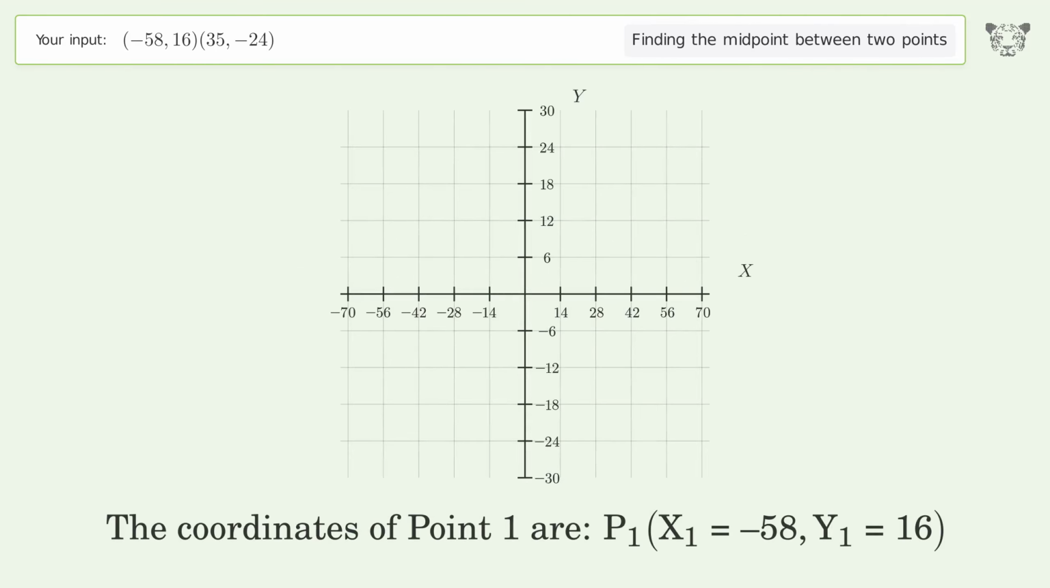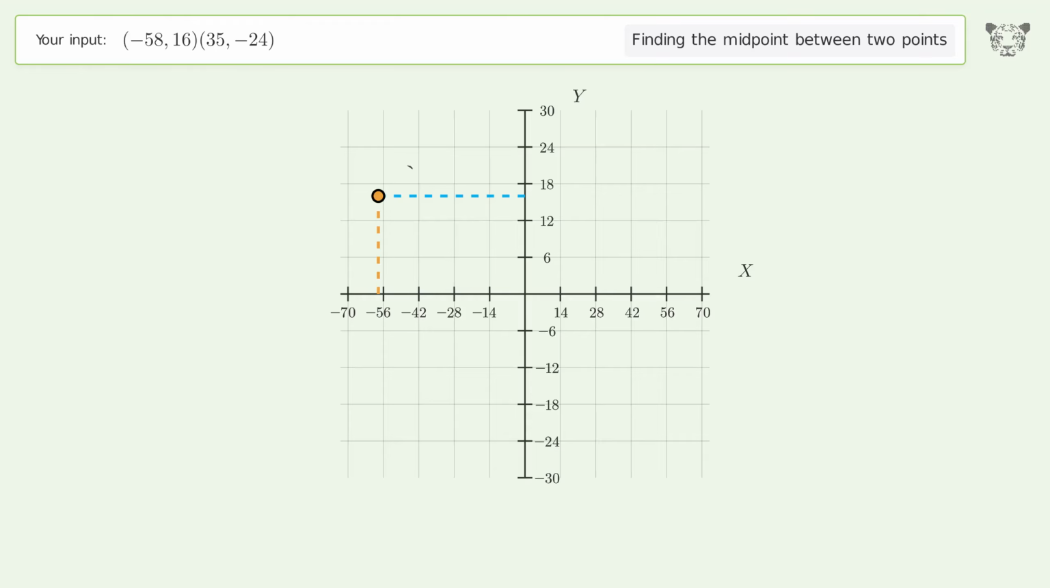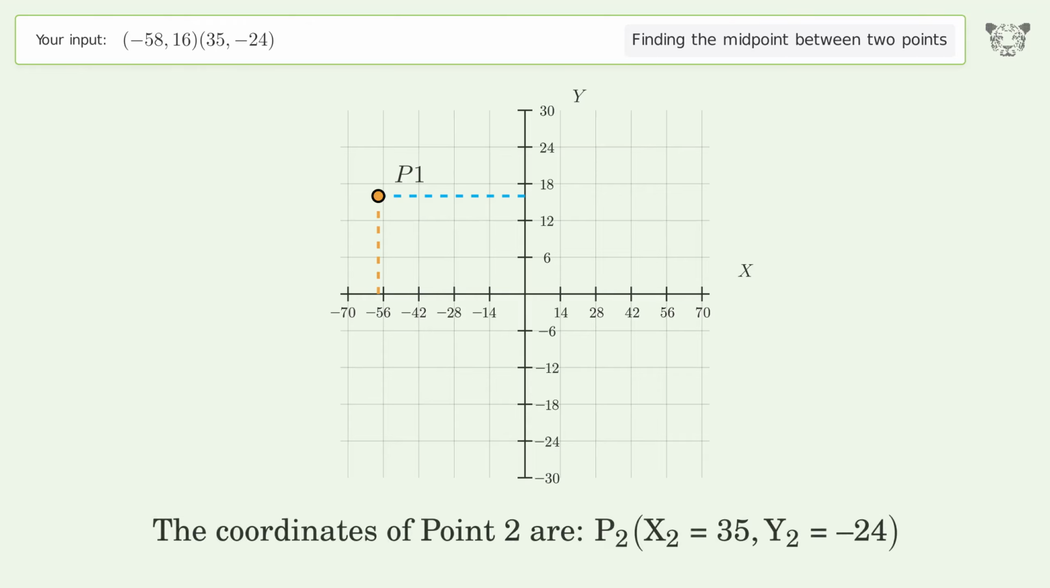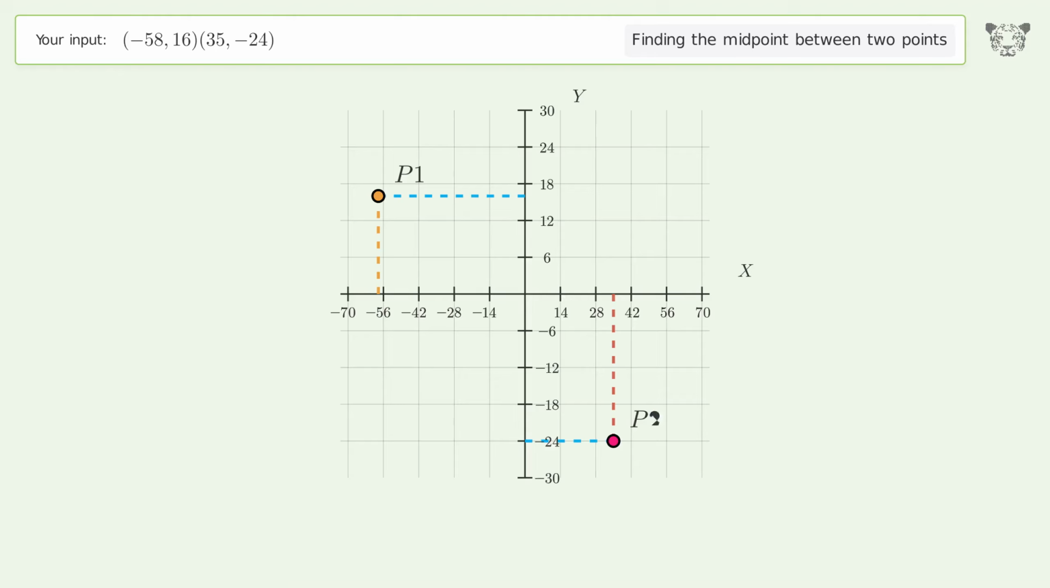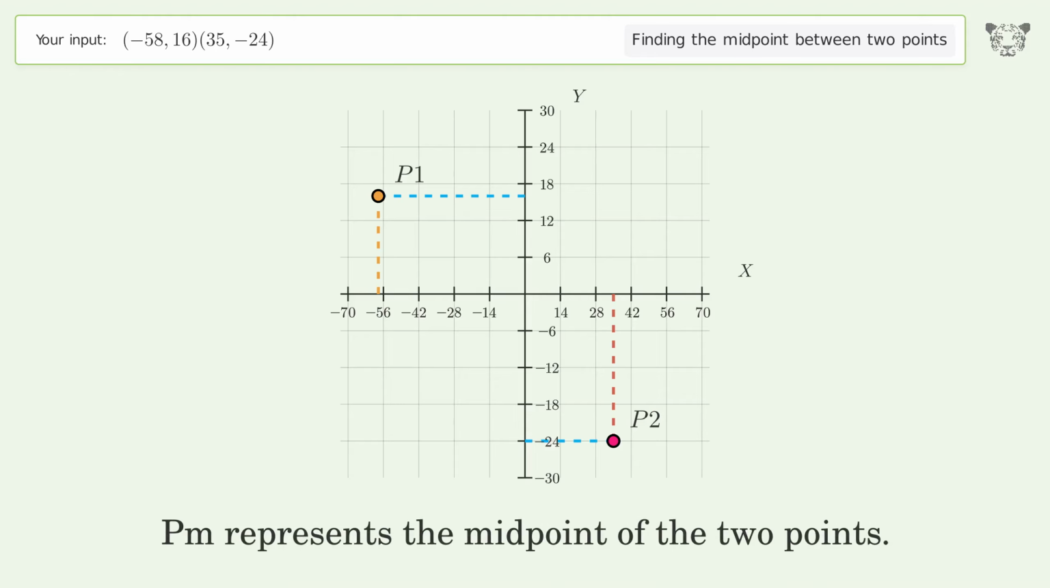The coordinates of point 1 are, x1 equals -58, y1 equals 16. The coordinates of point 2 are, x2 equals 35, y2 equals -24. PM represents the midpoint of the 2 points.